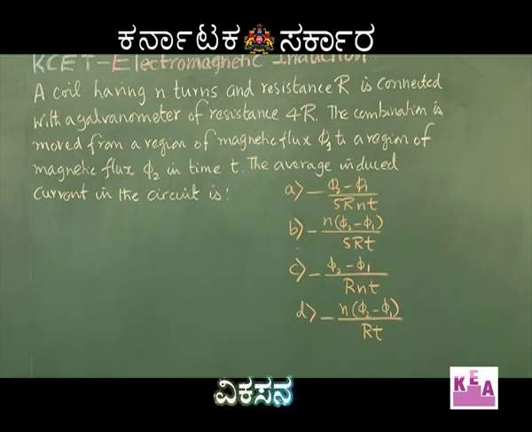A coil having N turns and a resistance R is connected with the galvanometer of resistance 4R. The combination is moved from a region of magnetic flux phi1 to a region of magnetic flux phi2 in time t. The average induced current in the circuit is: A, minus (phi2 minus phi1) divided by 5R N t; B, minus N into (phi2 minus phi1) divided by 5R t; C, minus (phi2 minus phi1) divided by R N t; and D, minus N into (phi2 minus phi1) divided by R into t.